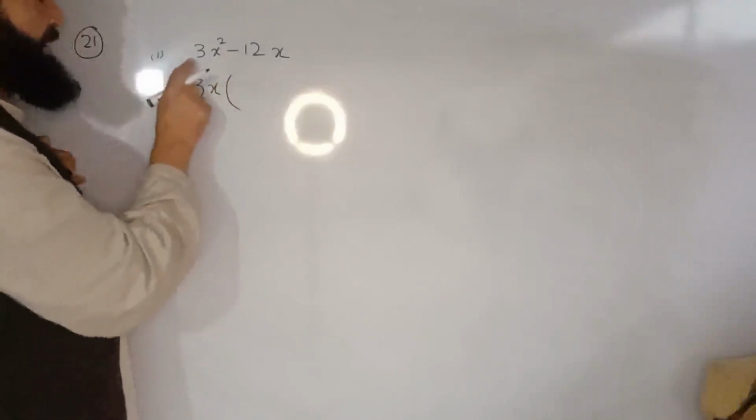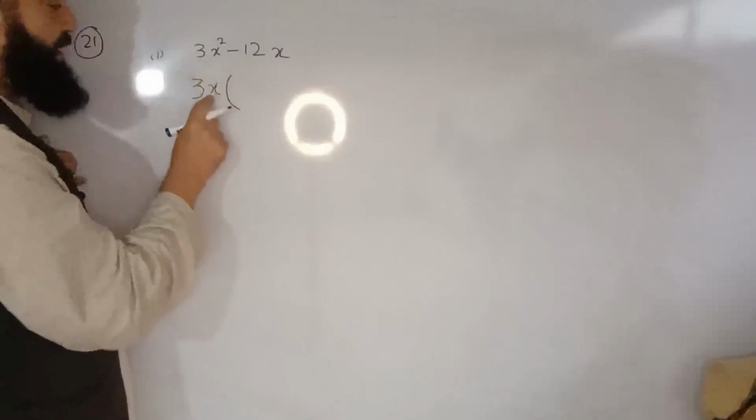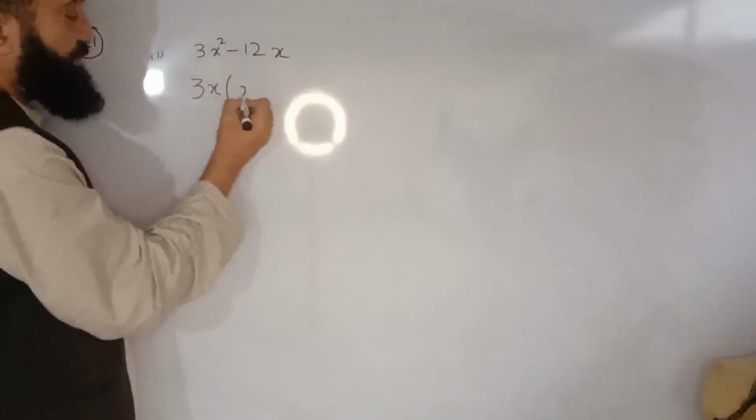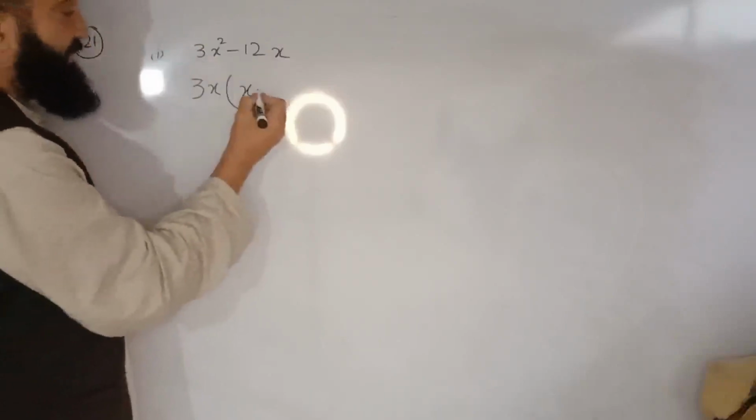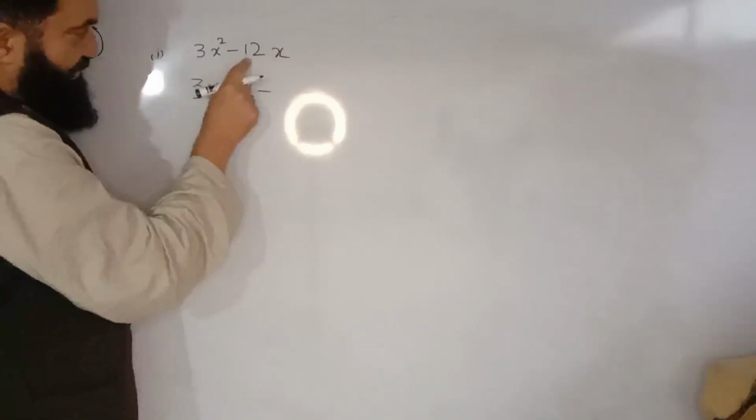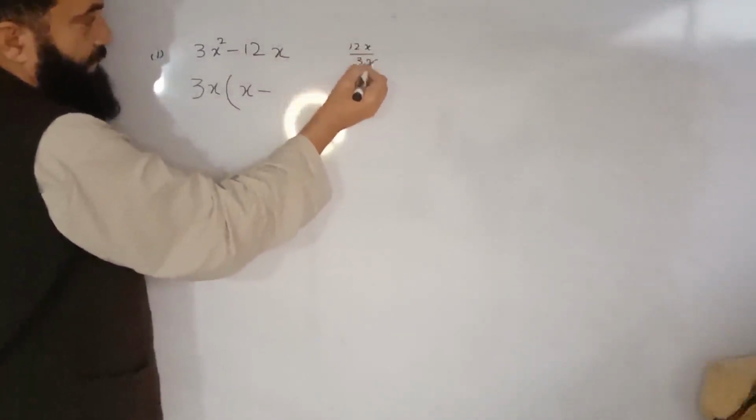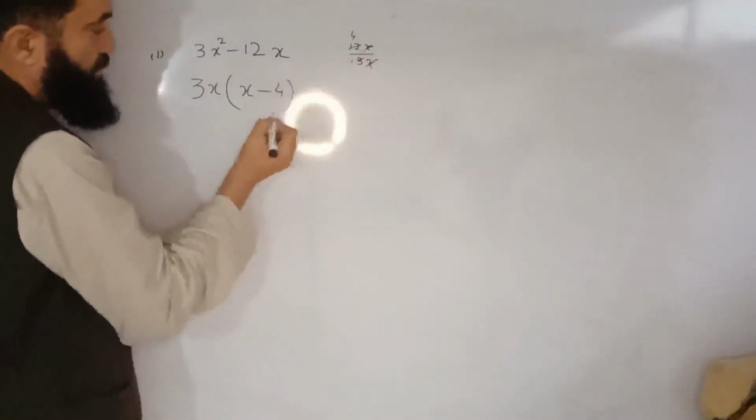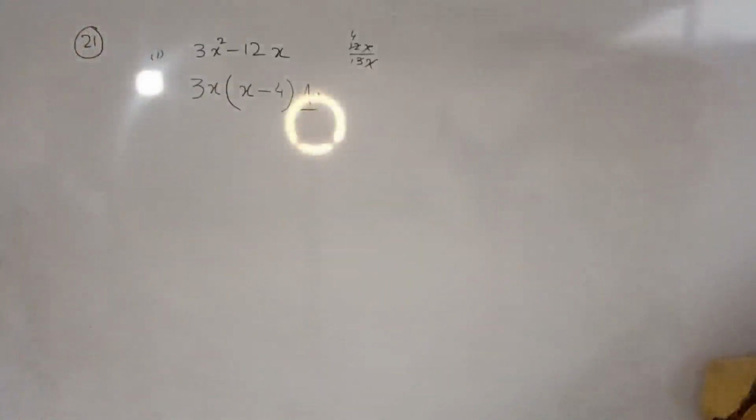When you take common, you divide them. 3 divided by 3 is 1, so no need for writing 1 here. X square divided by x is x. When you divide, powers are subtracted, 2 minus 1 is 1, so x power 1, no need for writing 1. So 3x square divided by 3x is x. Minus, we divide 12x by 3x. X cancels, 3 1s are 3, 3 4s are 12, answer is 4. So this is the final answer of the question, as easy as ABC: 3x into x minus 4.